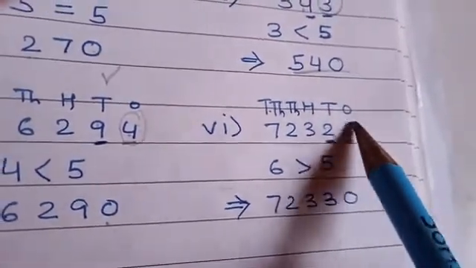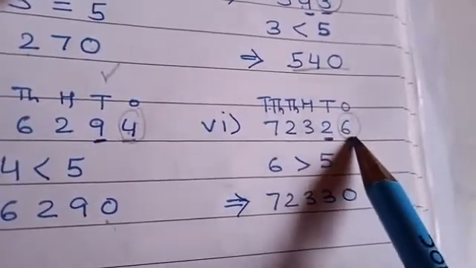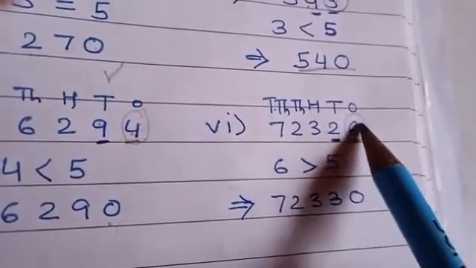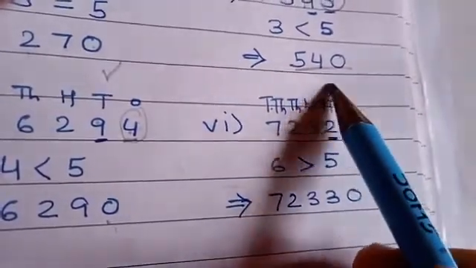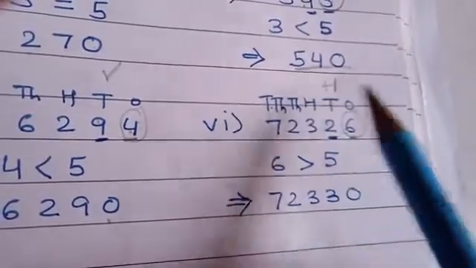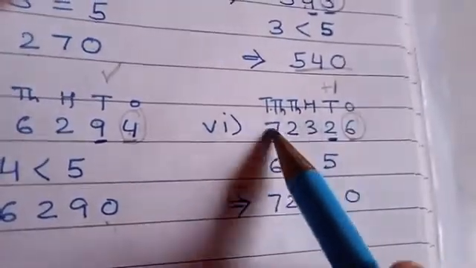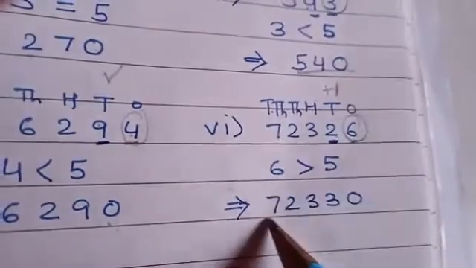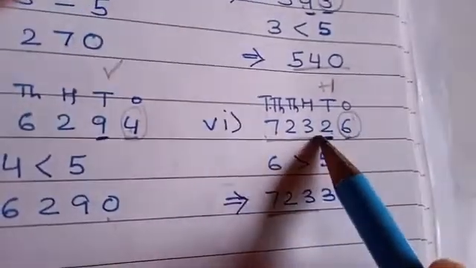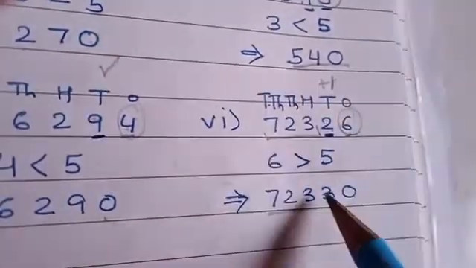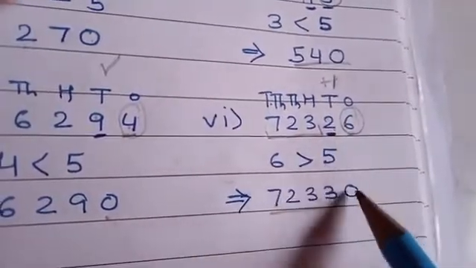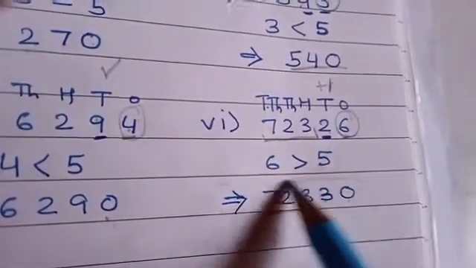So now I have to check this 6. 6 is more than 5. So since it is more, plus 1 will be added at the tens place. So 7, 2, 3 as it is. These things will not change. 2 plus 1 is 3, and this 6 is replaced by 0. Okay, so the rounded off number is this.